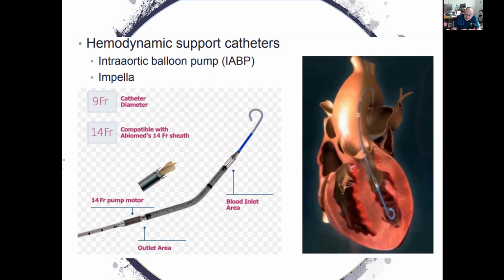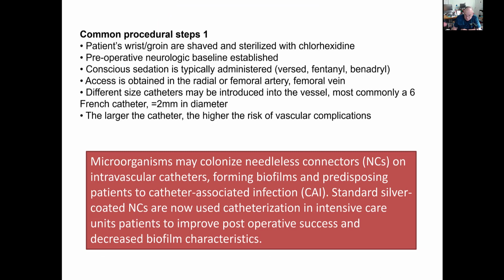These types of devices, of course, are pretty invasive, and they're doing what they need to do, and I totally understand all of that, but it really is up to the surgical techs and folks associated with the surgery to make sure these things are absolutely sterile and handled that way. So usually procedures would be shaving and sterilizing with chlorhexidine around the groin or wrist or whatever. Preoperative neurological baselines are established. Conscious sedation is typically administered, fentanyl, and they have these drugs, it's amazing. Nerve blocks can be used, all sorts of things you'll see.